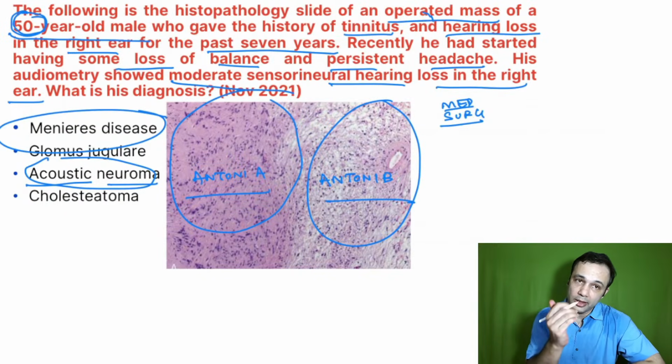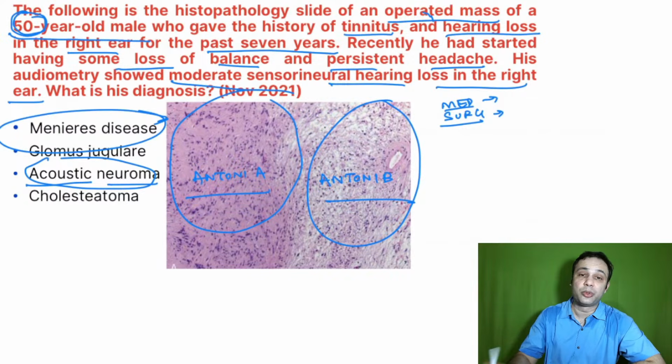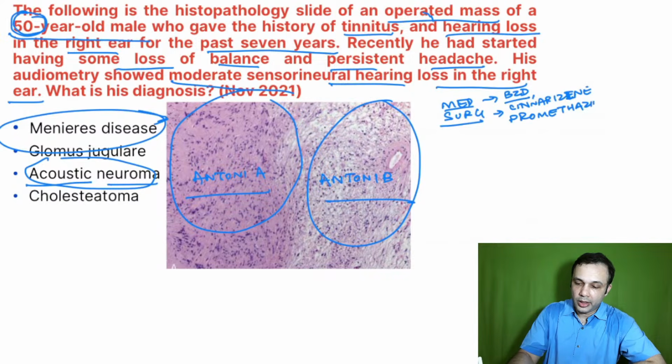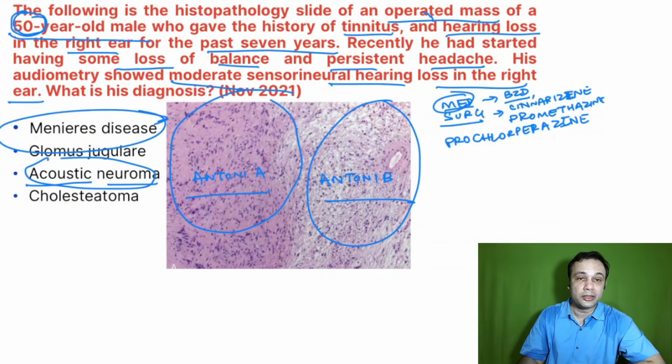Now let's look at the options. Meniere's disease, I'm not going to discuss histology. You have two important things here to discuss, that is medical treatment and surgical treatment. When you talk about medical treatment, you're looking at benzodiazepines, and then you have cinnarizine, which is the most commonly used drug, and along with that you have promethazine. Also in the acute phases, you can have prochlorperazine. So this is given as medical therapy for Meniere's disease in the acute phase.